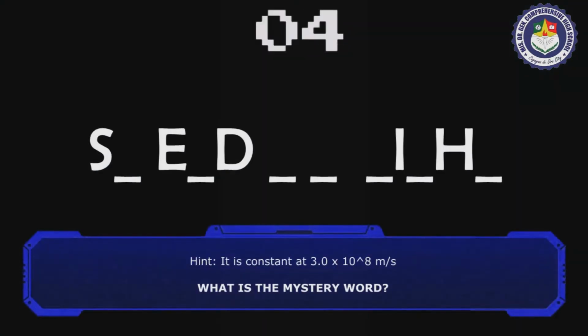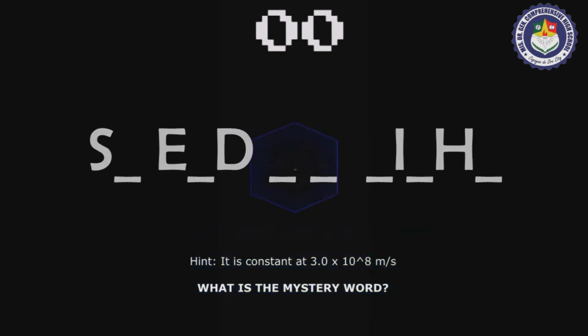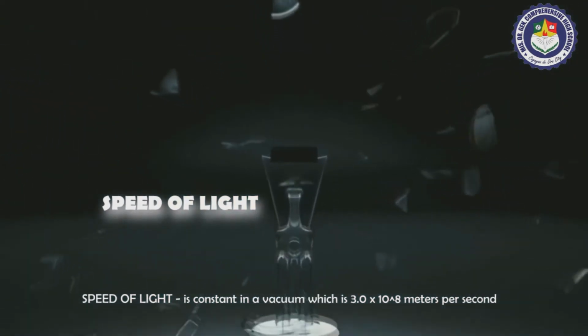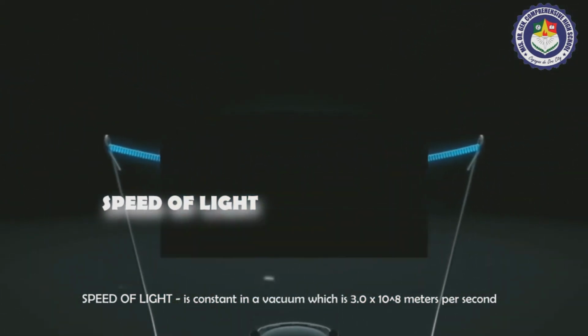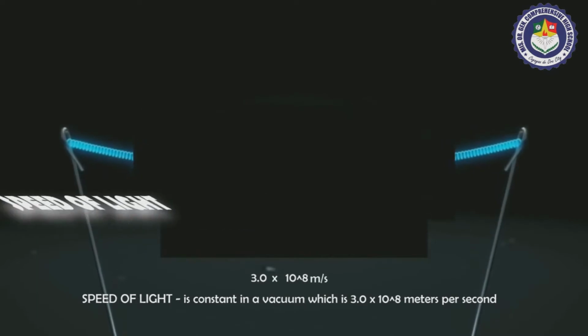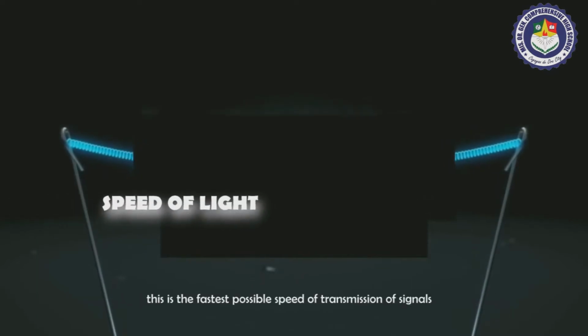Level 4. What is the mystery word? Nice. Marvelous! The answer is speed of light. Speed of light is constant in a vacuum, which is 3.0 times 10 to the power of 8 meters per second. This is the fastest possible speed of transmission of signals through any medium.